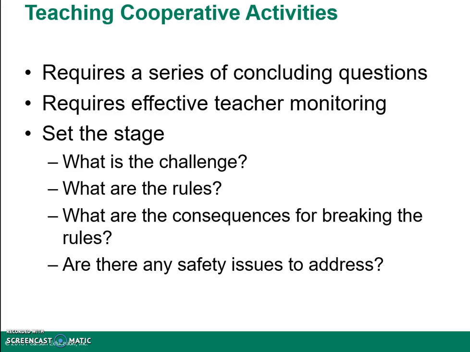So what is the challenge? The book uses an example of a parachute, where they have to get a tennis ball through the hole in the middle of the parachute. They also need to know what the rules are. Are they allowed to put their arms up? Are they allowed to put one arm up and one arm down? What are the consequences for breaking the rules? If they let go of the parachute, are they out? And are there any safety issues to address?